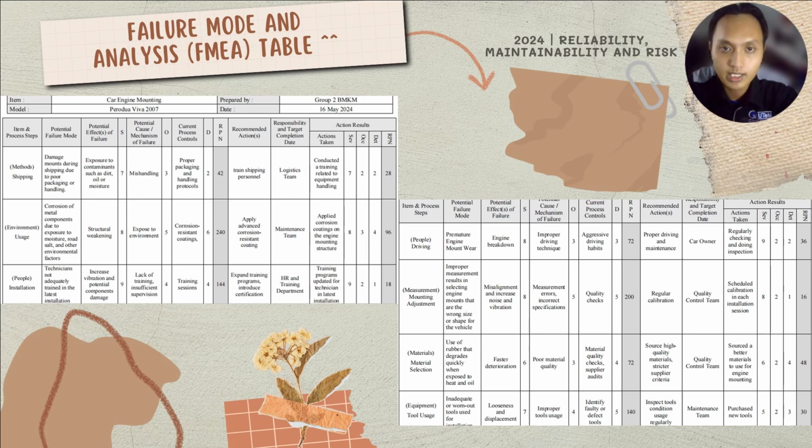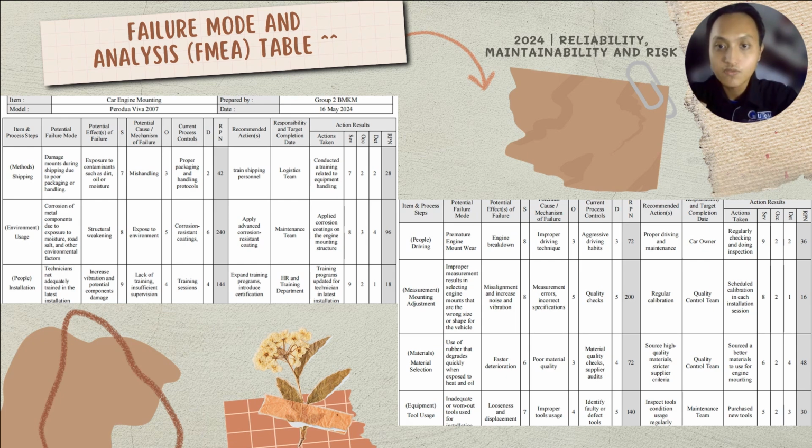But the highest that we can assume is on the environment, because it will affect the structure of the equipment. For example, in the second column, the potential failure mode is corrosion of metal components due to exposure to moisture, and from the potential effects, it will cause structural weakening of the mounting, and the severity is very high. It is exposed to the environment, occurrence is 5 and detection is 6.